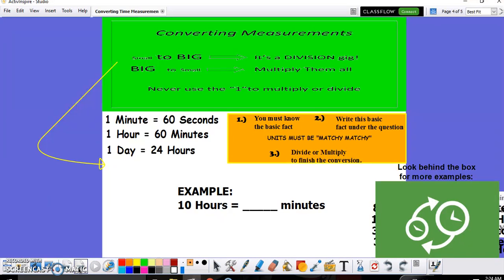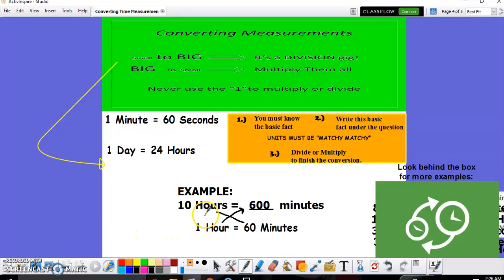For our first example here, I want you to take 10 hours and turn it into minutes. So the first thing I need to know is the basic fact for hours to minutes. 1 hour is equal to 60 minutes. I'm going from a large unit of time measurement to a small unit of time measurement. From 10 hours to how many minutes? So if it's big to small, I multiply them all. In other words, I do 60 times 10 to convert to minutes. So in this example, because you can see the 10 hours is across from the 60 minutes, I multiply them all. And 60 times 10 is 600 minutes.